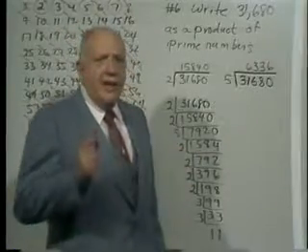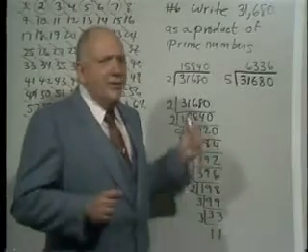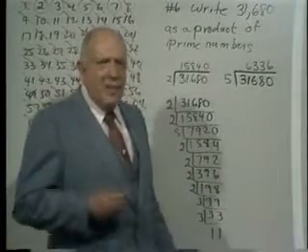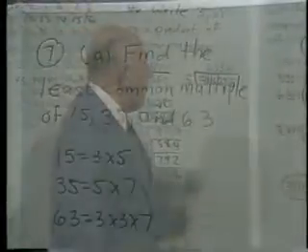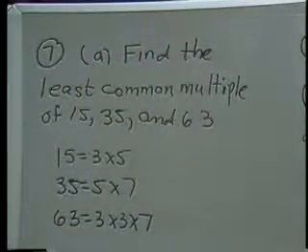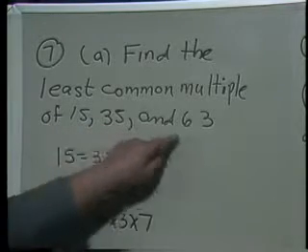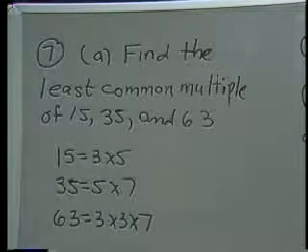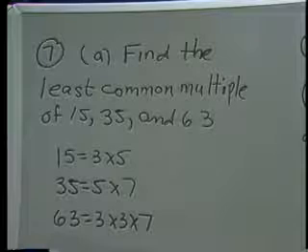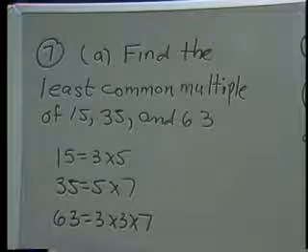To find a least common denominator. I'm not going to give you problems this hard to work with. Let's pick something slightly easier. Problem number 7, part A says, find the least common multiple of 15, 35, and 63. In other words, if you're counting by 15s, by 35s, and by 63s, what is the first number on the list that you come to?